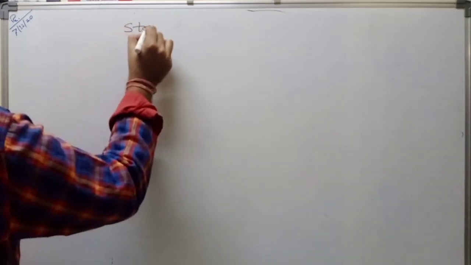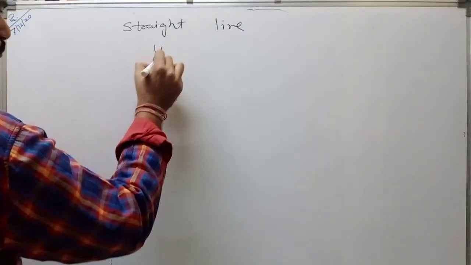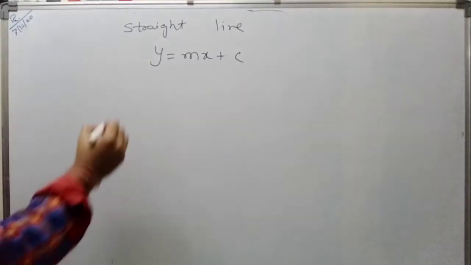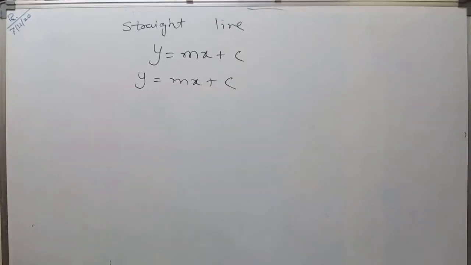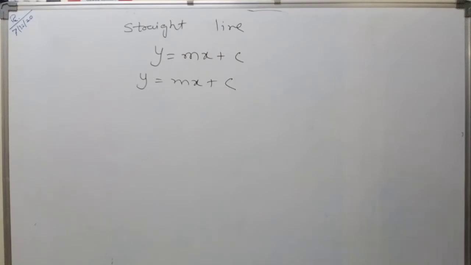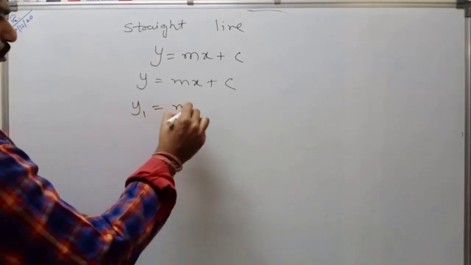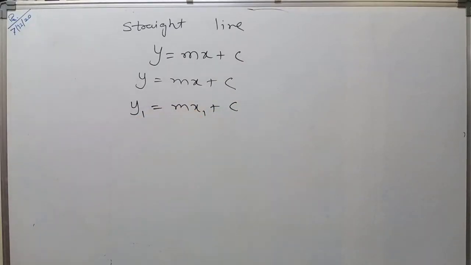For example, if we want to work with the straight line, that is y equal to mx plus c, that we all know. So the theoretical line is y equal to mx plus c, one of the important equations. And this y1 is equal to mx1 plus c. So this is the equation that is obtained.